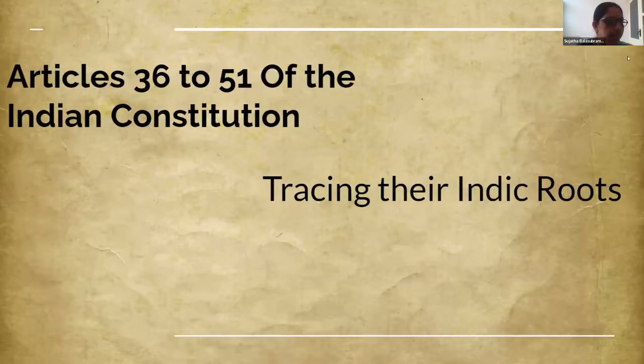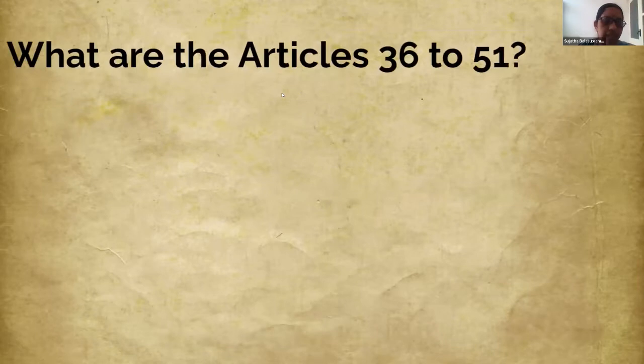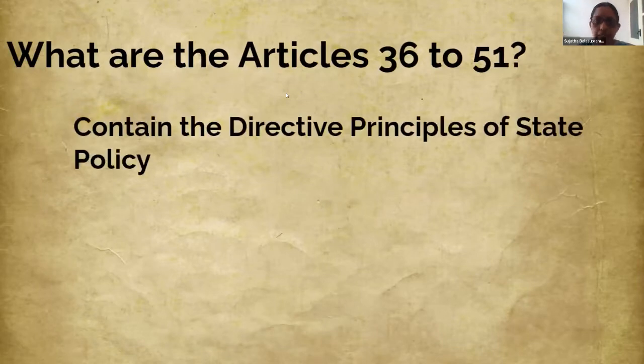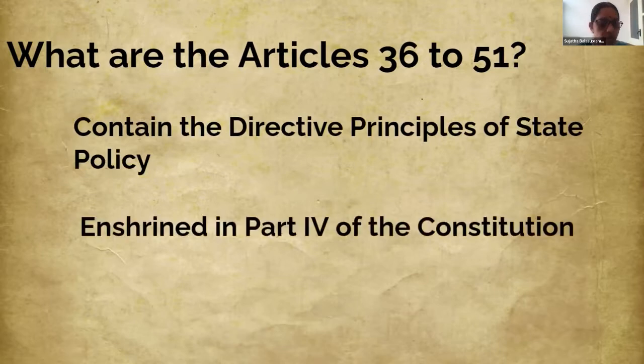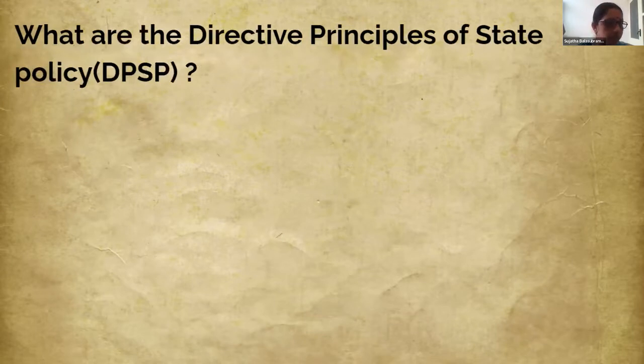So, what do these articles represent? Collectively, they represent the directive principles of state policy, and they are enshrined in Part 4 of the Constitution. So what are the directive principles of state policy?